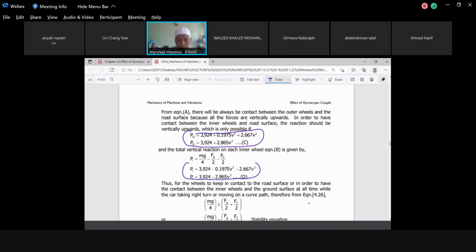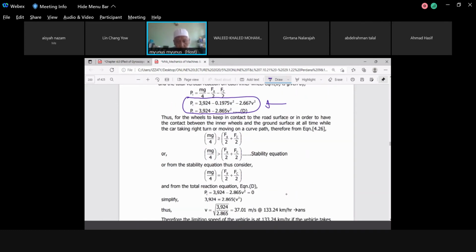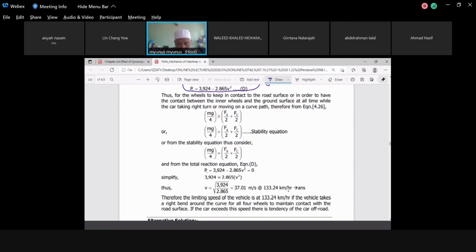This one you cannot do anything about. This one, yes, for stability. You use the equation, this one, then you equate, and you find the velocity. The velocity is about 133.24 kilometers per hour, or equivalent to 37.01 meters per second. So this one is the limiting speed. In such manner, if, for example, you exceed the limit, what happens?